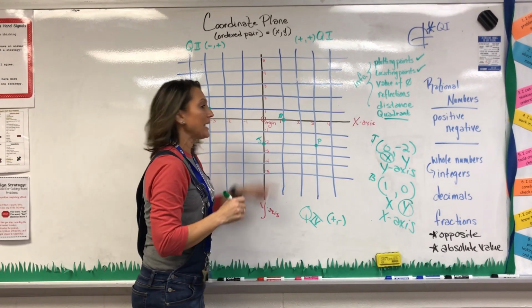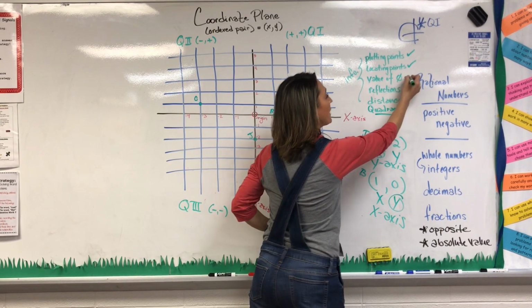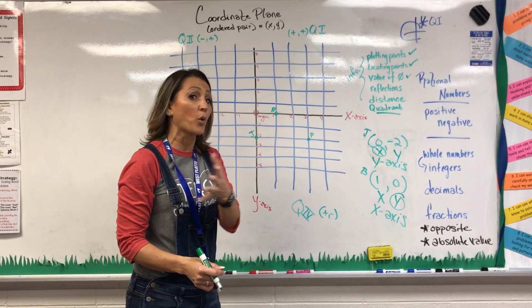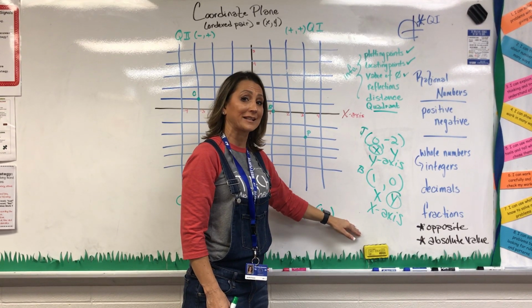There's my B and for my best class. And so that's the value of 0. You can't have 0 in a set of ordered pairs. You just have to know where am I going to land on what axis.